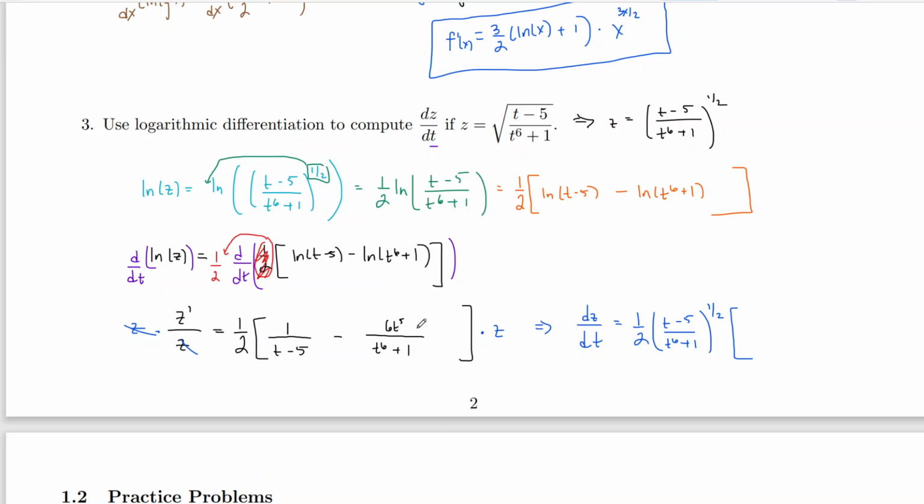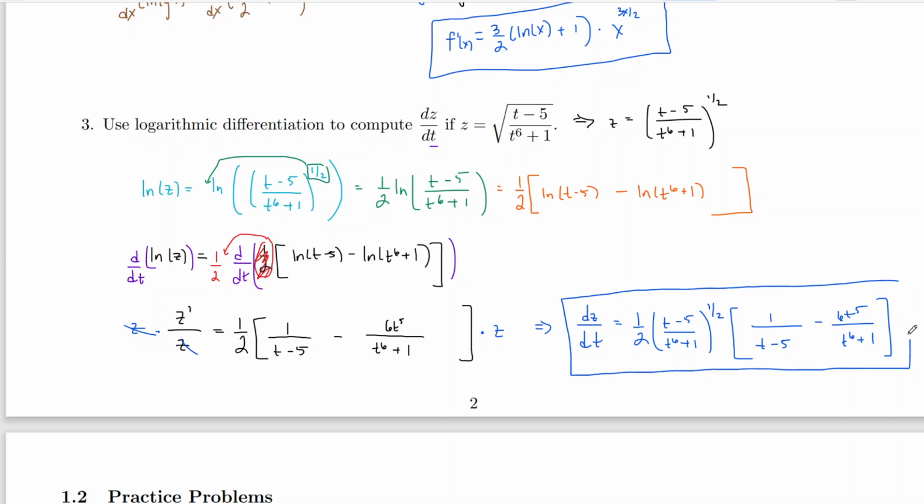And then in my brackets here, I'm just going to rewrite what's here because this isn't going to help if I try to simplify. So 1 over t minus 5 minus 6t to the 5th over t to the 6th plus 1. The only thing I could actually really do to try to simplify this is go ahead and try to get a common denominator in here. But because these powers are so different, when you do it, even if something cancels out, it's not going to really help. So I would recommend just leaving it like this.